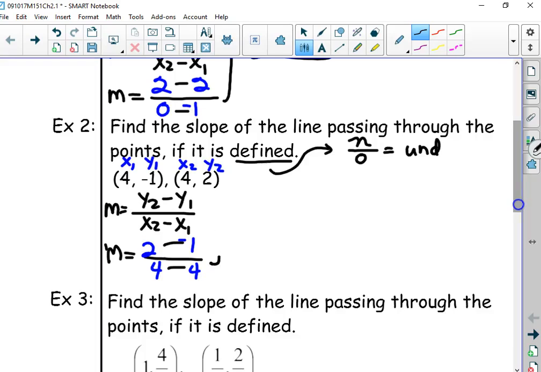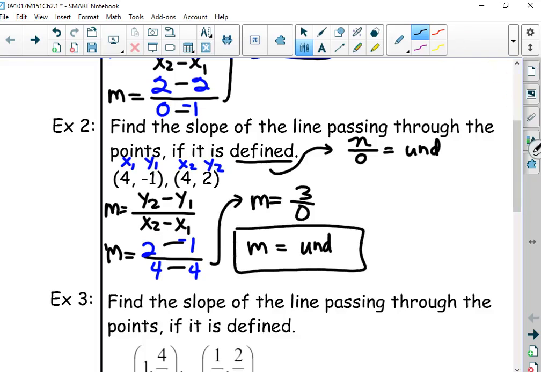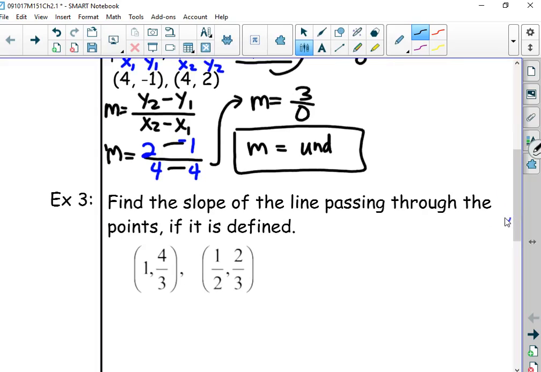So this one is going to turn out exactly that way. So m equals 2 minus a negative 1 is 3 over 0. M is undefined. And I'm not sure how they want you to enter that into XYZ homework. We'll figure that out. The reason it's undefined is because our x coordinates are exactly the same, and they are always going to graph a vertical line, which has an undefined slope.